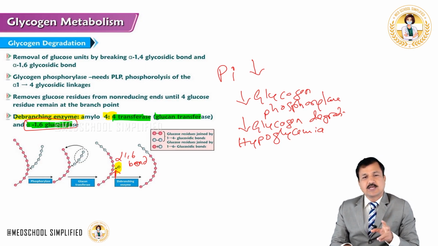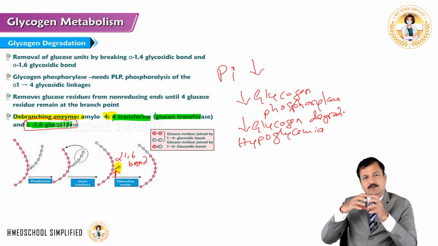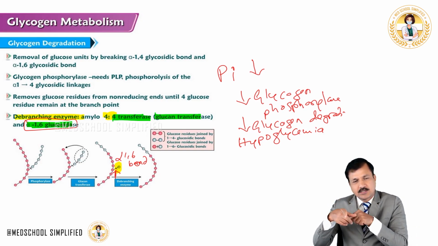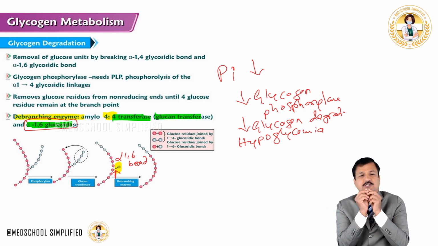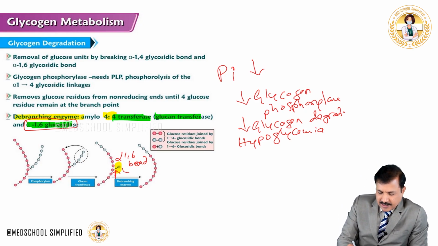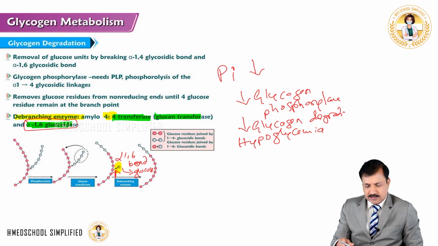So the debranching enzyme has 4,4-transferase, which will remove three glucose residues from one of the branches by cutting the alpha-1,4 bond and reforming the alpha-1,4 bond on the other side, elongating that chain. The last glucose remaining there will be removed by alpha-1,6-glucosidase, and it will be released directly as glucose, not as glucose-1-phosphate. That's a direct glucose that we get.